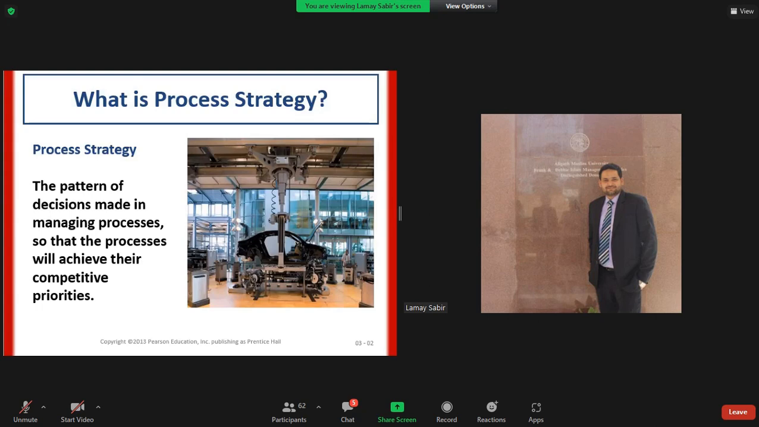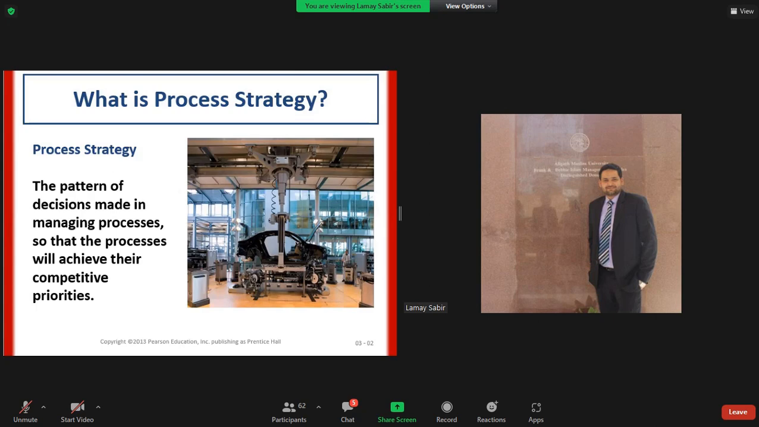You can add more bottling plants. You may add more processes. If you are adding some processes, you are actually incurring some costs. So you need to be very careful. Depending upon the better the forecast is, you may be able to actually invest in those processes. So that is why understanding this process strategy is very important.